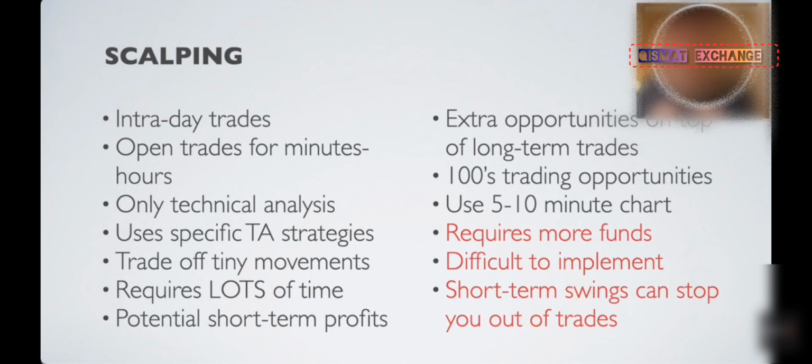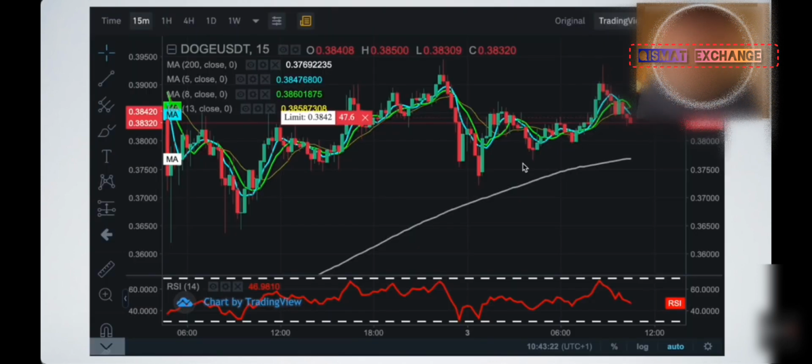As a scalper, you're trying to anticipate that, get in off the back of their order and basically buy some crypto before they finish their buy and then sell it to them as well. It definitely requires more funds. It's very difficult and time consuming to implement, but this is what a scalping setup would look like.